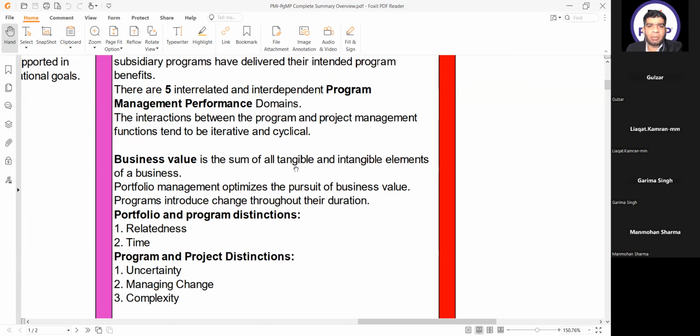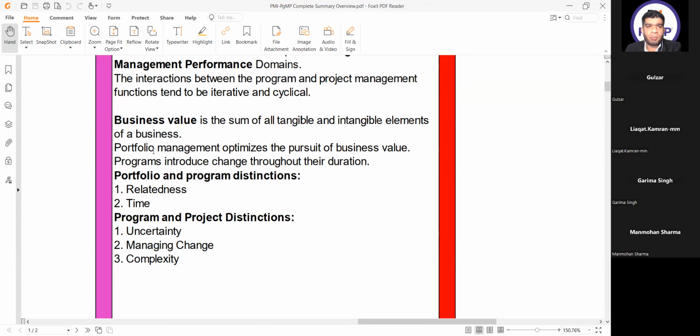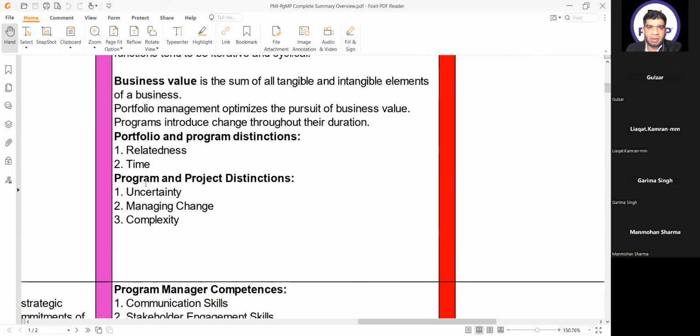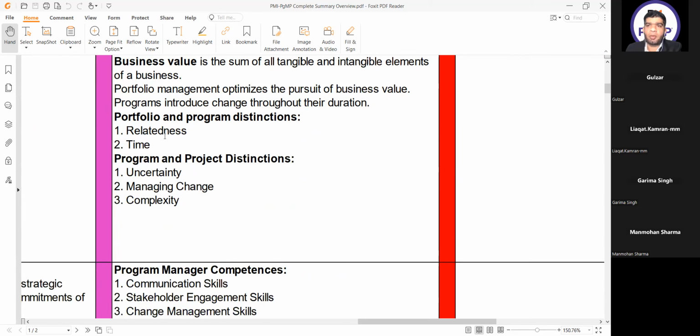Business value is the sum of all tangible and intangible elements of a business. Portfolio management optimizes the pursuit of business value. Programs introduce change throughout their duration. The portfolio and program distinction are relatedness and time: all the components of the program are related with each other, or interrelated, and they are time bound.